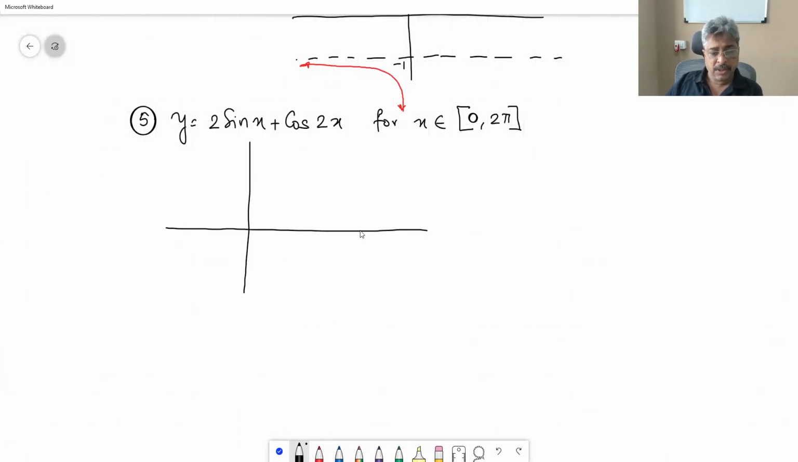x-axis, y-axis, 0 to 2 pi. Then this is pi, then this is pi by 2, this is 5 pi by 2, this is pi by 6. Three pi by 2. Okay, then 1, this is 1, and this is 1.5, 3 by 2.